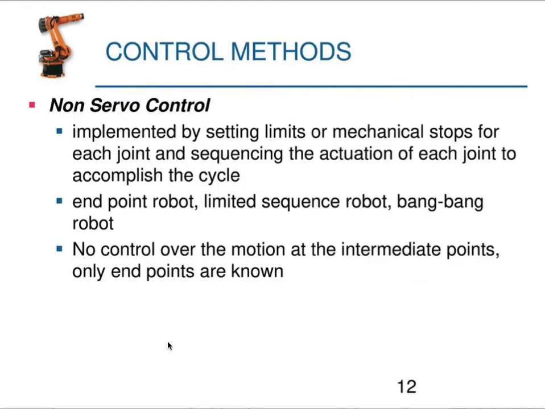So next here, control methods, that is nonservo control, where it is implemented by setting limits or mechanical stops for each joint and sequencing the actuations of each joint to accomplish the cycle. These are endpoint robots, limited sequence robots, bang-bang robots, and there is no control over the motion at the intermediate points, only the endpoints are known.